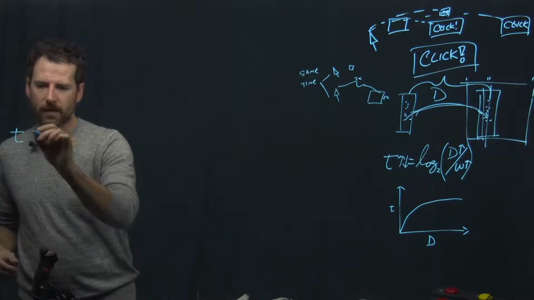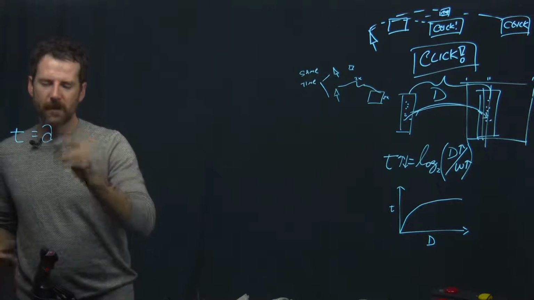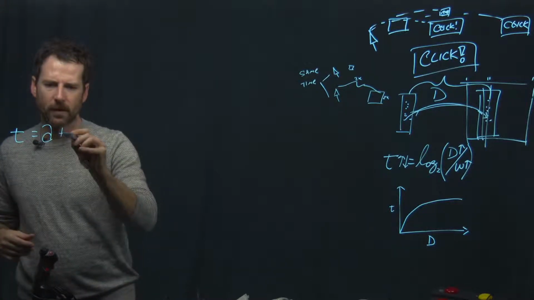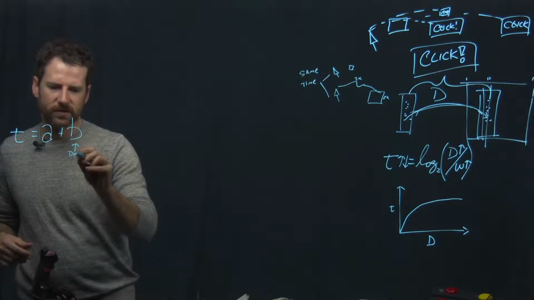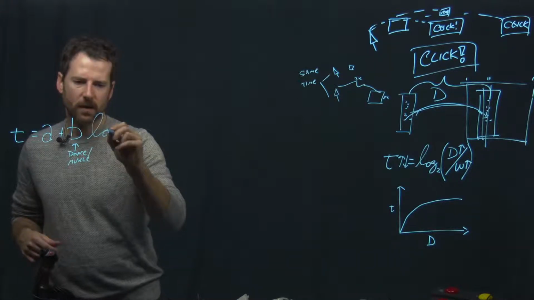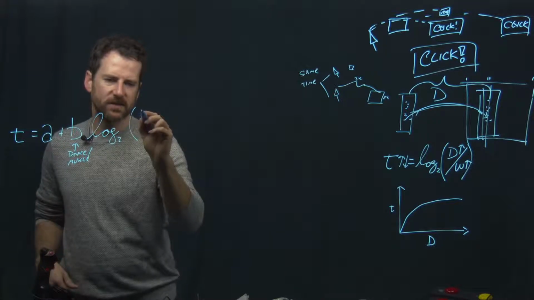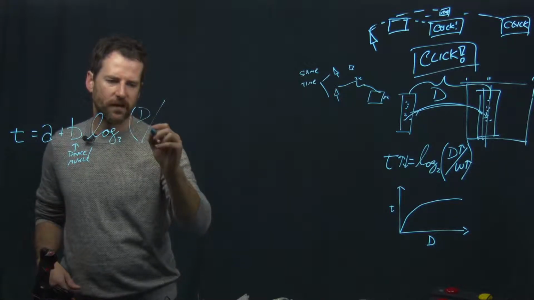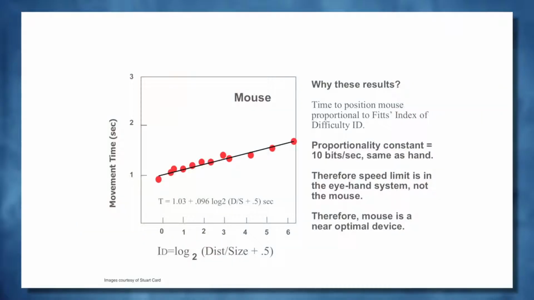So our time is now going to be a function of how long it takes you to get started, plus your input device parameter. This is your device choice or your muscle group choice. Times a log, make it base 2 to be bits, of the distance to the target divided by the width of the target. Here you can see the number of bits per second that have been modeled for a mouse.